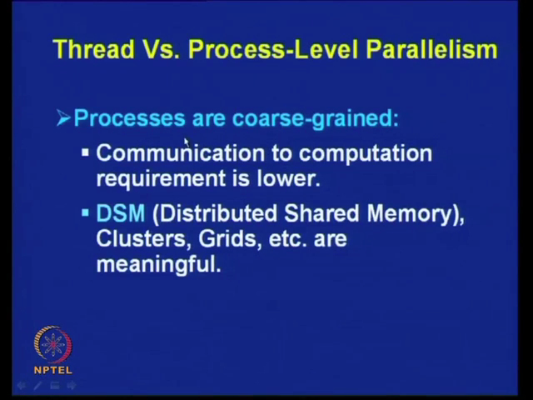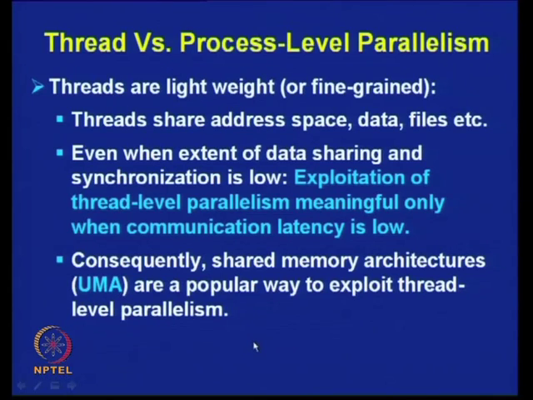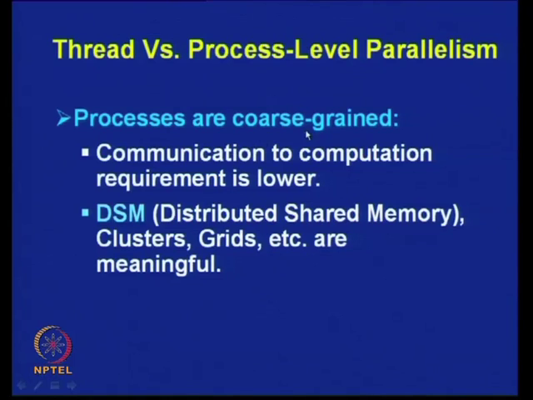On the other hand, you can consider processes as coarse grained. Coarse grained means you can use this whenever the communication to computation requirement is lower, and you can go for distributed shared memory, DSM in clusters, grids, etcetera, are meaningful. So, in UMA thread level parallelism is more meaningful, while on the other hand, you can go for coarse grained parallelism in distributed shared memory architecture.